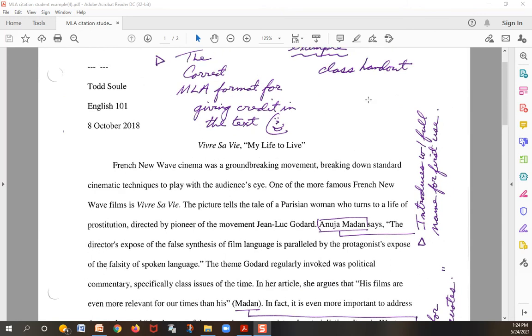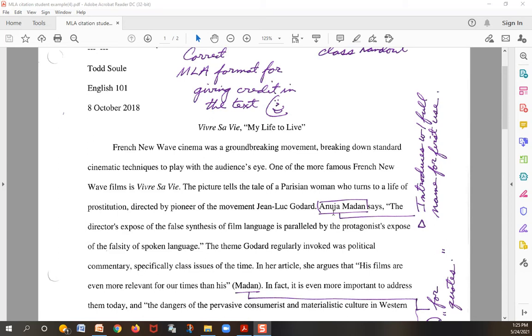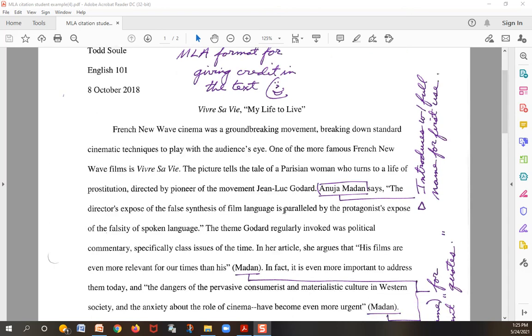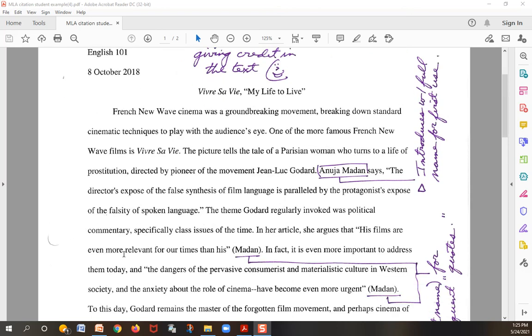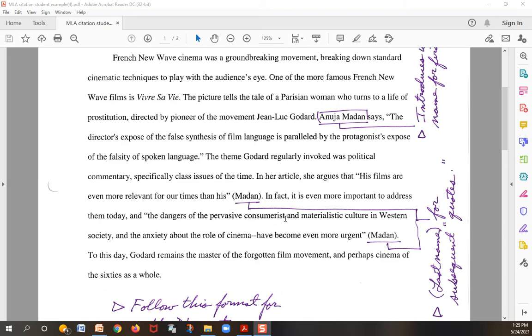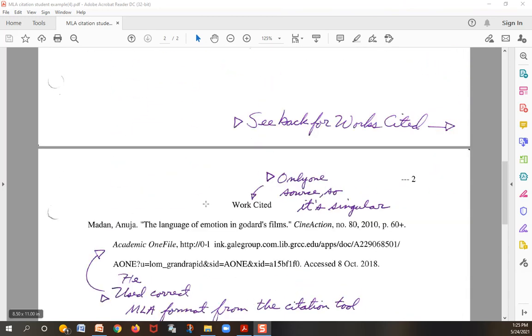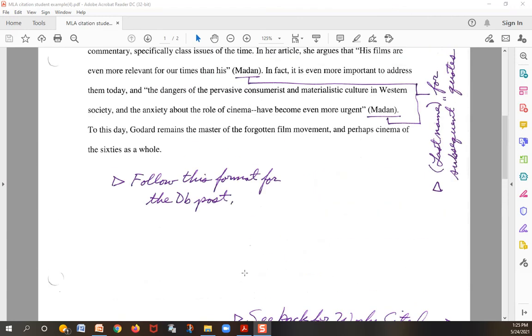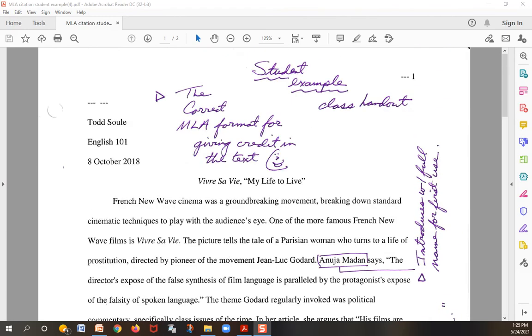And in the assignment, I said, okay, you have to quote from this article 3 times. Now, here's the author. Her name is Anuja Madan. And she says, so we have her full name and a signal phrase. And here's the whole quote. Then he comes back to another quote from her. His films are even more relevant for our times than his. Because I've already introduced her here, I just use Madan. Again, this is a non-paginated source. And then here's even a third quote. The dangers of pervasive consumer and materialistic culture in Western society, etc. He gives credit again. Now, later on, we'll talk about the works cited page. We're going to avoid that for today, just to give you a kind of shorter introduction.